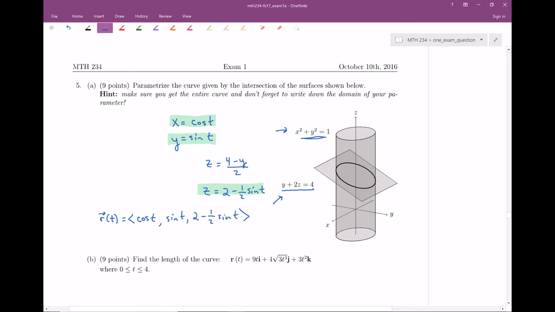And now thinking back, we had this hint: don't forget to write the domain of your parameter. In this case, since I'm going all the way around the circle, I would like t to range between 0 and 2 pi to get all the way around the circle. All right, so yes, this would be my final answer with the domain of the parameter. That's all there is to it.